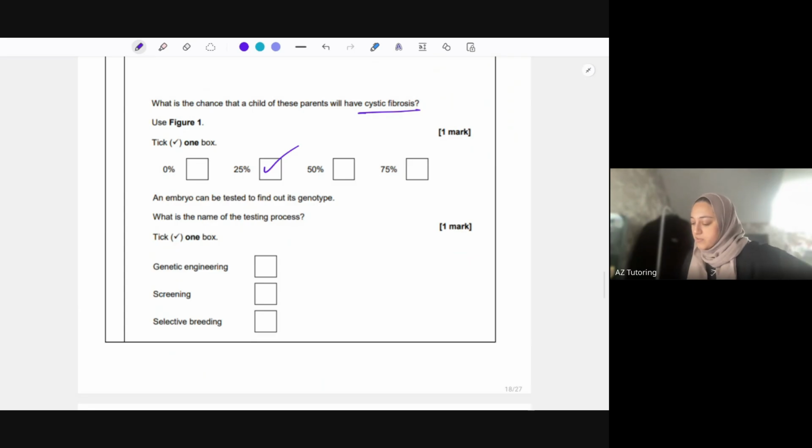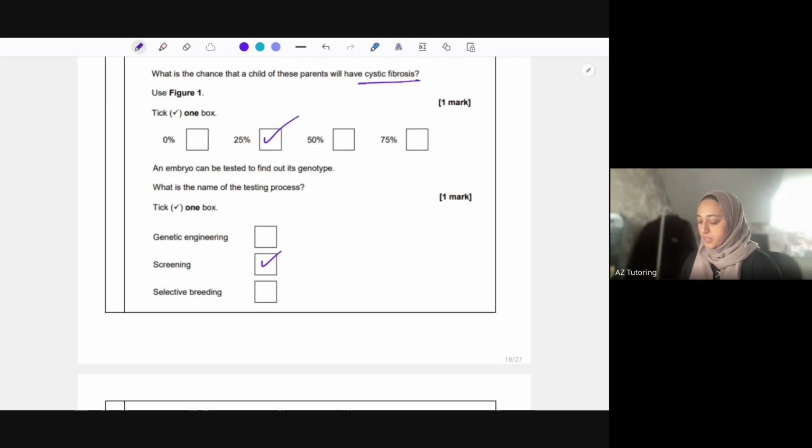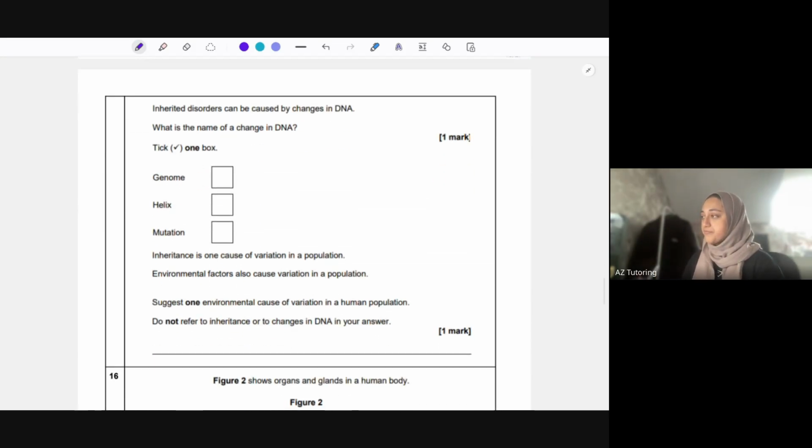An embryo can be tested to find out its genotype. What's the name of this testing process? That's just screening. Selective breeding is what we spoke about earlier with them chickens. Genetic engineering is where you're making GM crops. So for example, like all apples kind of look the same, because you're genetically modifying them, for example. So yeah, screening is that process.